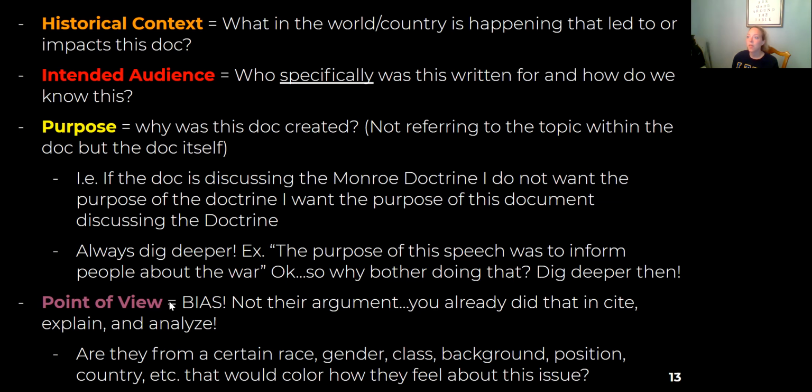So for example, if I gave a document from a senator who's discussing, like it's a speech or something, and he's discussing the Monroe Doctrine about how he really supports it, I've had students write, the purpose of the Monroe Doctrine was blah, blah, blah. That's not what they want. It's not the purpose of something that's mentioned in the document. It's the document itself that was given to you. The document of the speech, the senator who says that he's supporting it. Why is he actually giving this speech to support it?